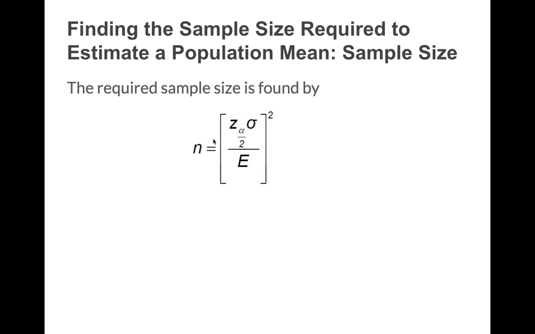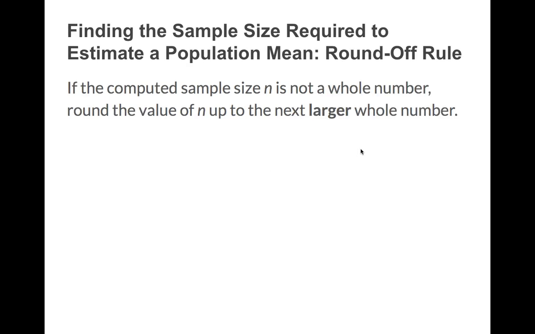But the equation is very similar to the other one. One of the big differences is that the entire thing is squared, and not the critical value and error separately. Again, we're going to round up to the next whole number. We don't want to have 63 and a half people sampled. We have to go to 64.